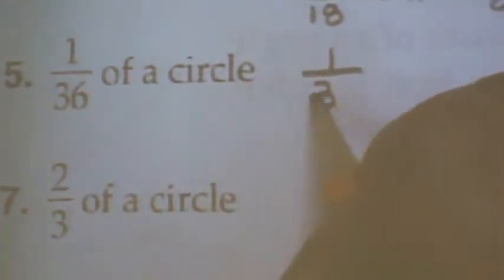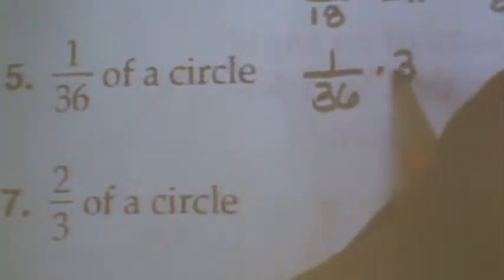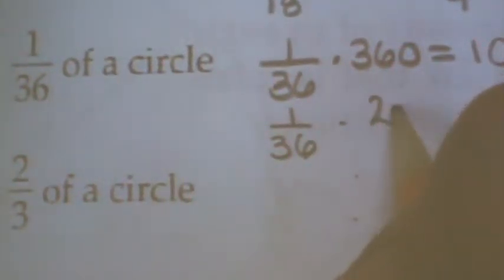Next one, number 5. 1/36 of a circle. What's that? 10 degrees, good. And in radians, 1/36 of 2 pi is what? Pi over 18. Good job.